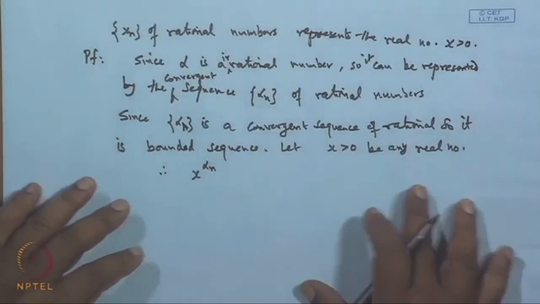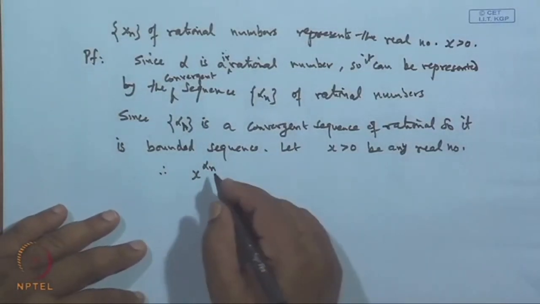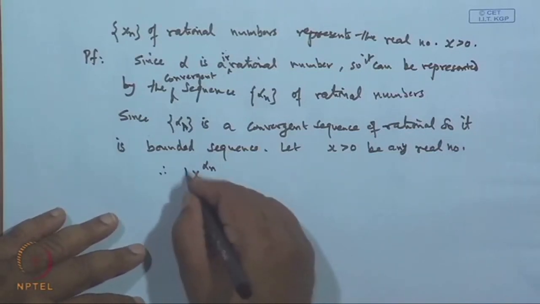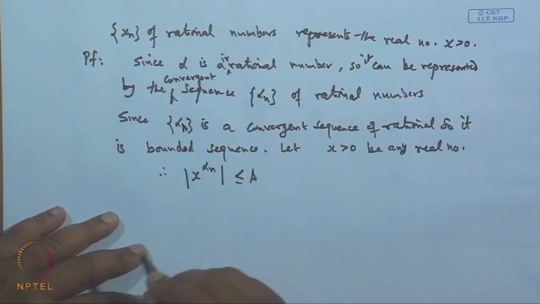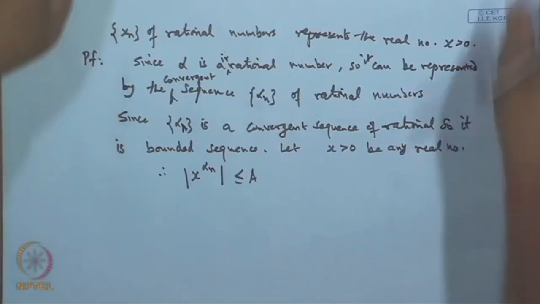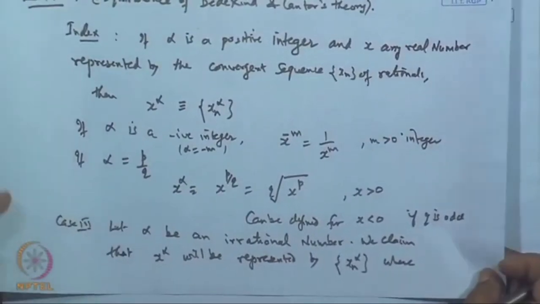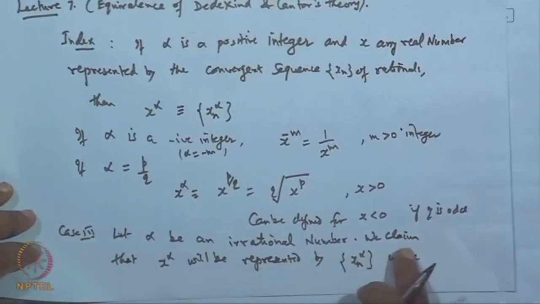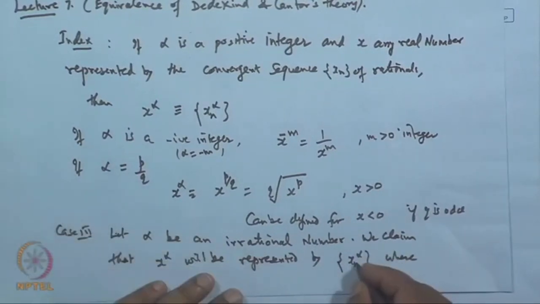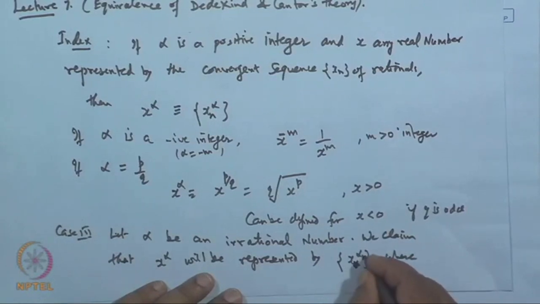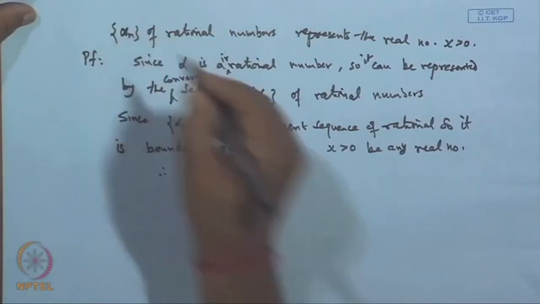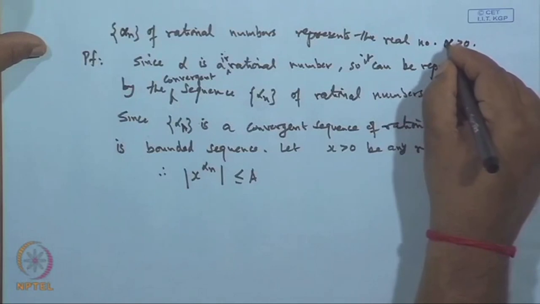Let x_n be any sequence of real numbers, and so |x^(alpha_n)| is less than or equal to a. Let alpha be irrational; we claim x^alpha will be represented by x^(alpha_n), because we are choosing alpha_n, a sequence of rational numbers representing the number alpha.